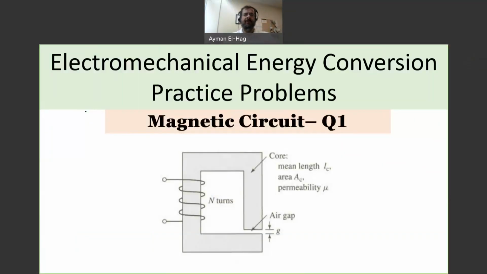Hi everyone and welcome to this new series of practice problems about electromechanical energy conversion. In this series we will be dealing with different topics like magnetic circuits, DC machines, mainly DC motors, AC machines, we'll talk about synchronous generators and induction motors, and also we'll talk about transformers. So we will start by handling problems dealing with magnetic circuits.